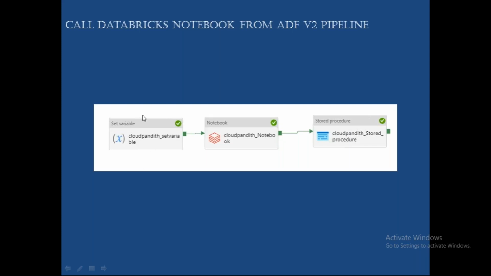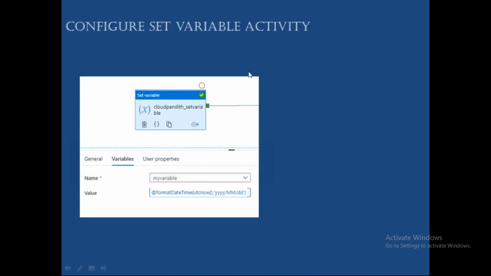But we will explore one activity at a time now. Let's see the set variable activity configuration, how you can do it. See, this is the set variable activity. You need to define the variable at the pipeline level. Once you define a variable at the pipeline level, that variable will show here. Okay, my variable. To this I'm saying formatDateTime utcnow, which generates the current UTC time, the current UTC date.